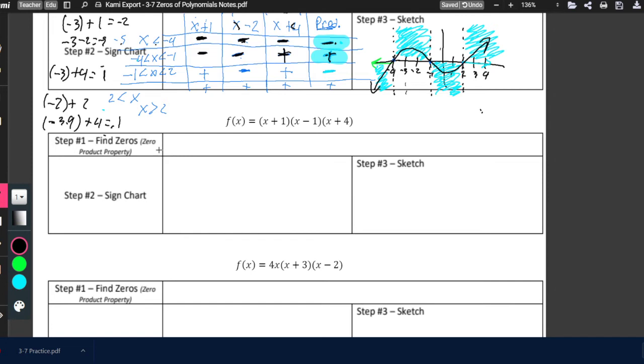First off, we need to find our zeros. So we set each of these terms equal to 0, and then solve for x. When we do that, we get x equals -1, -4, and +1. Let's write -1 again.